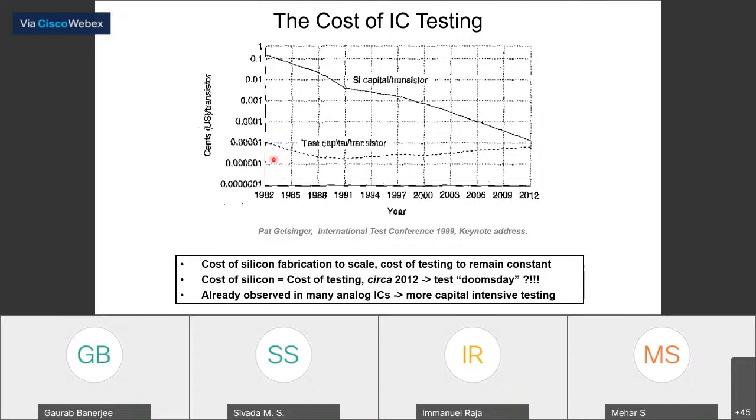And this was one of those telling moments, where he said that the cost of silicon per transistor is coming down. If you take the cost of the Pentium microprocessor and divide it by its billion transistors, you will find that the cost of a single transistor is probably measured in millicents and microcents, perhaps even nanocents. This graph has been continuously coming down. Where is the test capital, he observed way back in 1999.